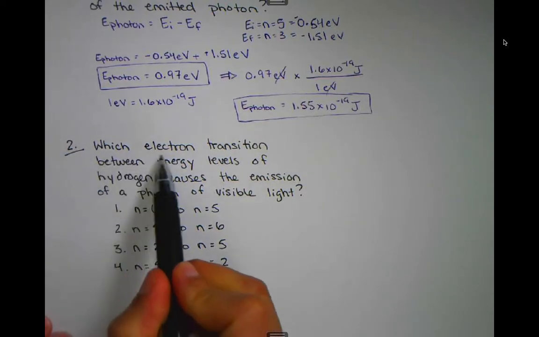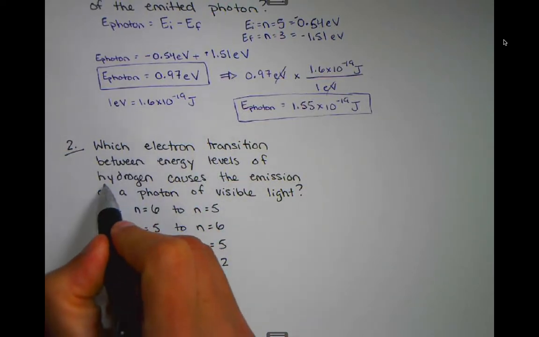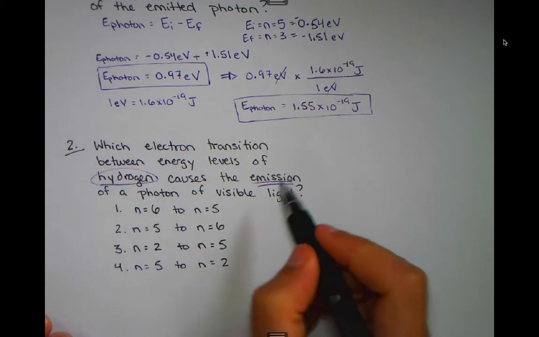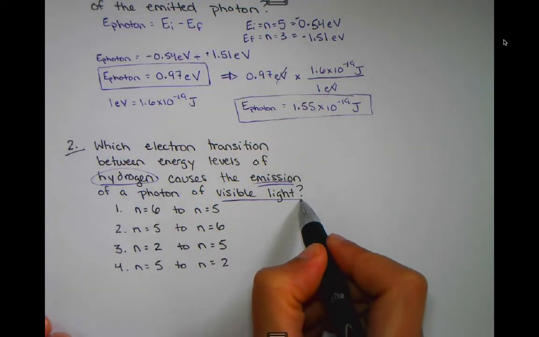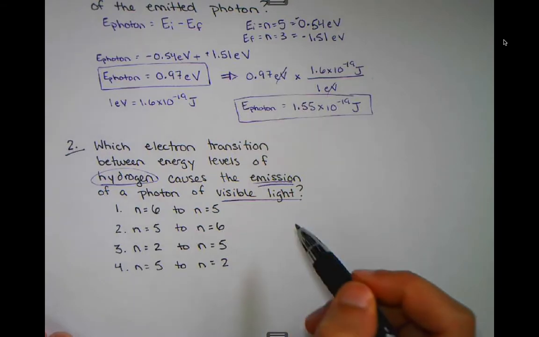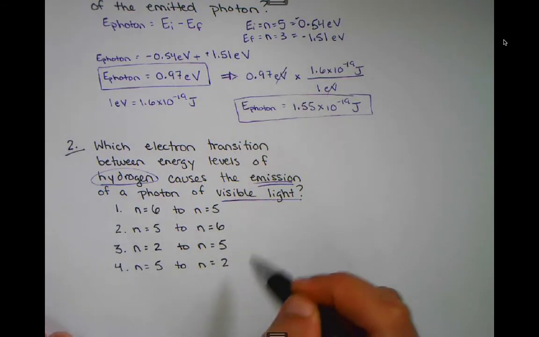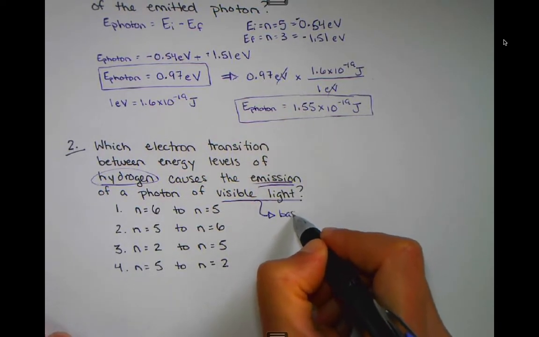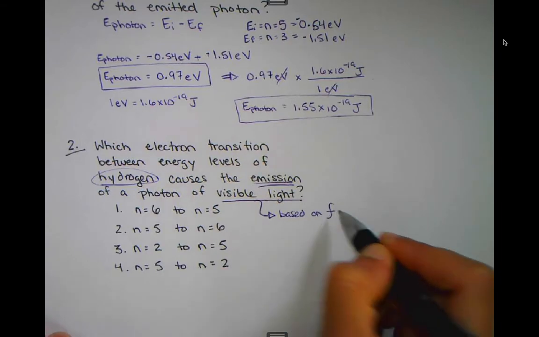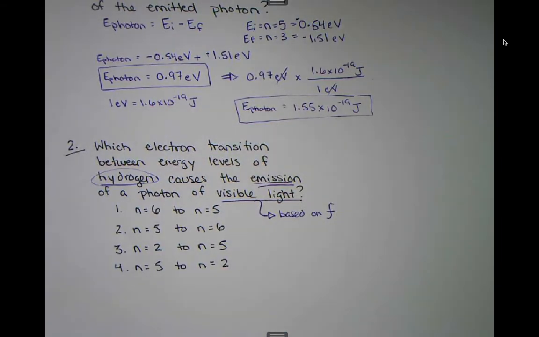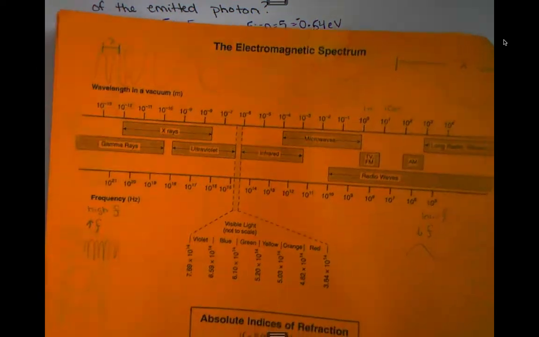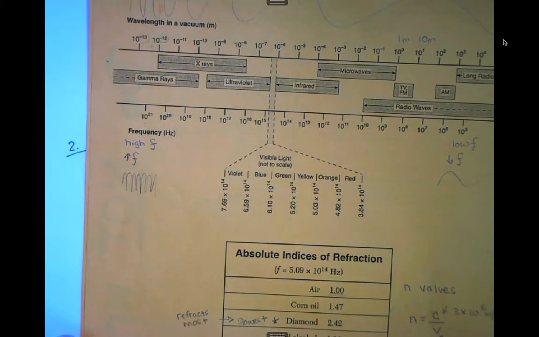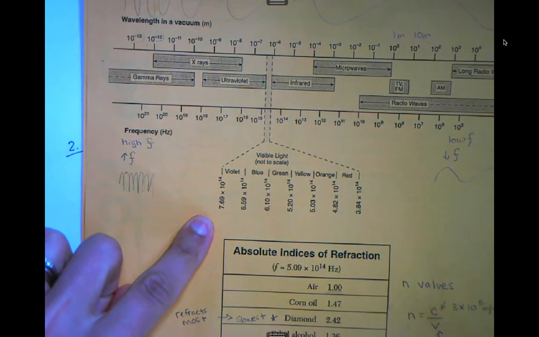So you're looking at an electron that's transitioning between energy levels, again in hydrogen, and it's going to cause the emission of a photon of visible light. You need to figure out which of these transitions gives you emitted visible light, and you'll know that it's visible light based on the frequency. In your reference table you have the electromagnetic spectrum, and visible light is broken down into these various frequencies. So you are looking for a transition that gives you this frequency.